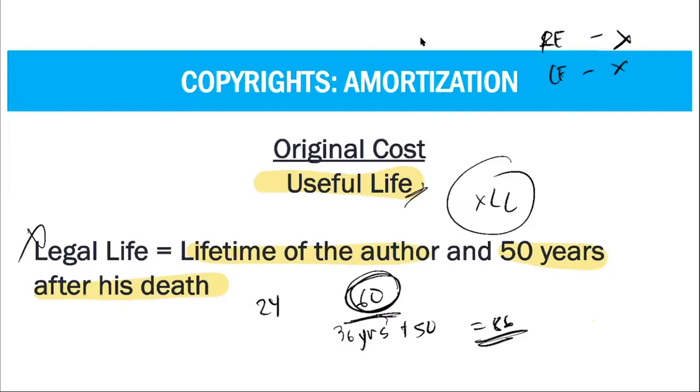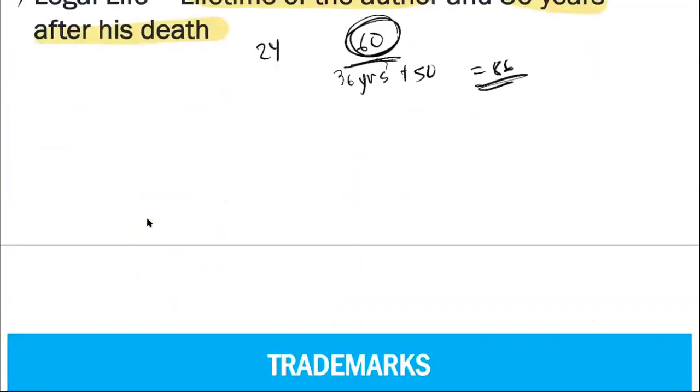So in our example, I'm 24, and then 60 years, let's say that's my estimated life. So 36 years plus 50, 86. Okay? That's for copyrights. Now we proceed to another type of intangible asset.